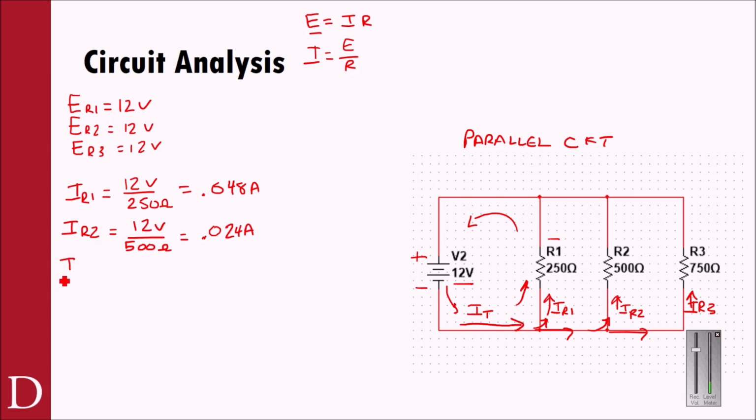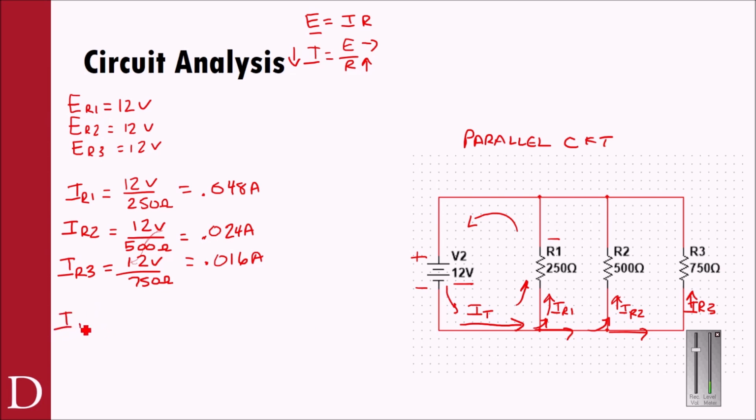If I want to calculate IR3, this time it's going to be 12 volts divided by 750 ohms. So 12 divided by 750. I now get 0.016 amps. And then you have to ask yourself, does that make sense? Well, as resistance goes up and voltage stays the same, current would have to do what? It would have to go down.